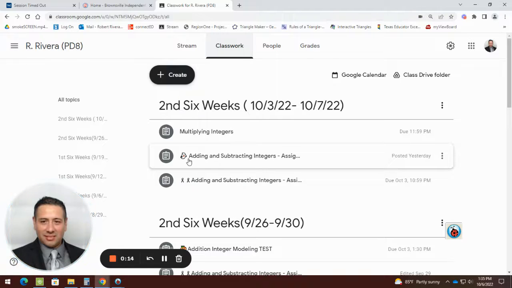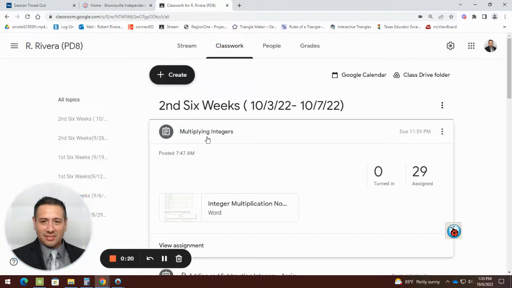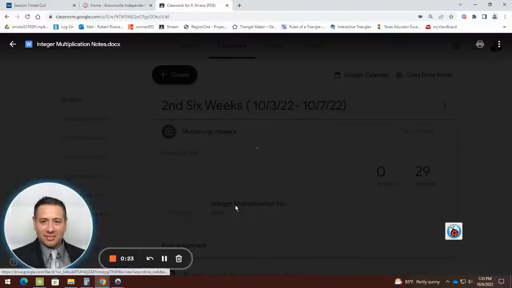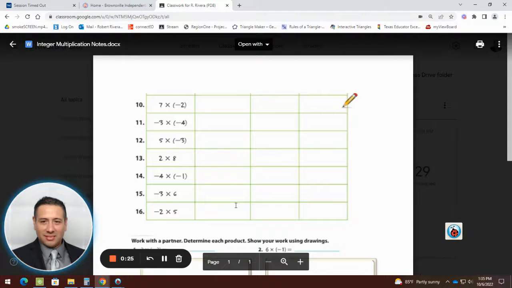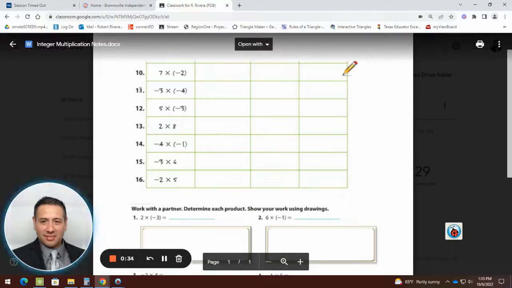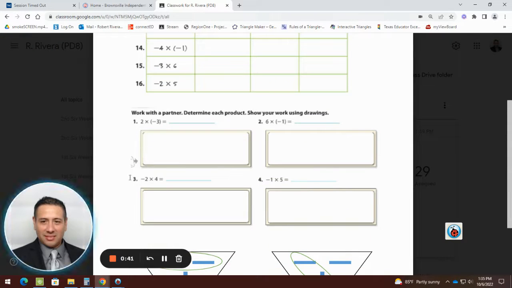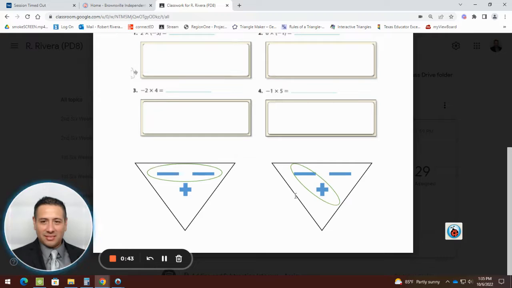Today's homework, October 6th, 2022. We're going to be working with multiplying integers, okay? I'm going to open it up, and you have this worksheet. If you don't have the computer at home or you don't have internet, I will give you a copy. I'm going to do number 11 with you, number 13, number 15, and I'm going to do number 1 and 3. I'm going to show you what they are in a minute, okay?